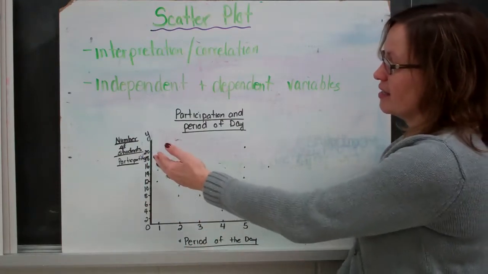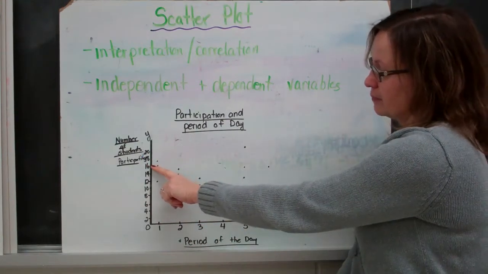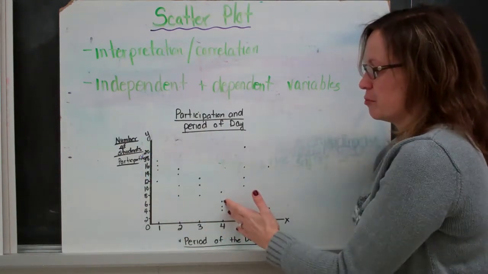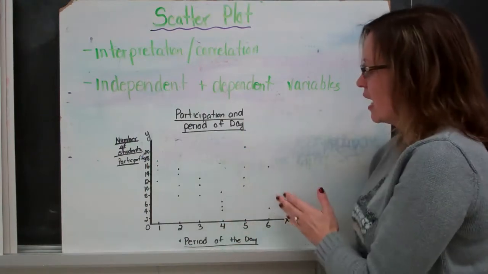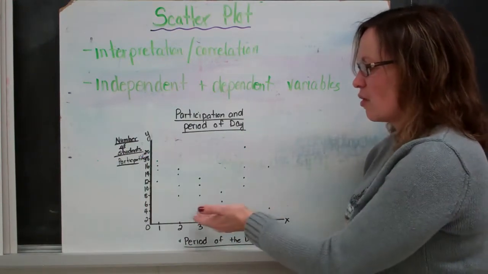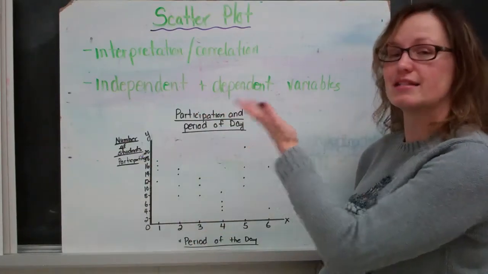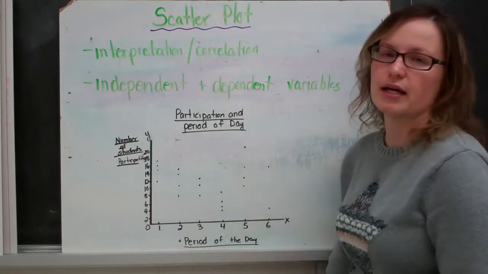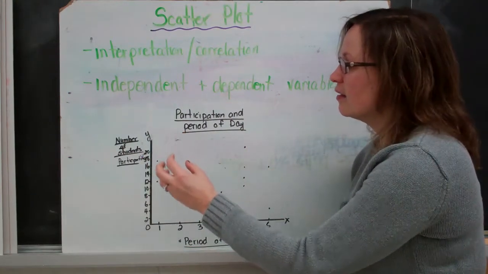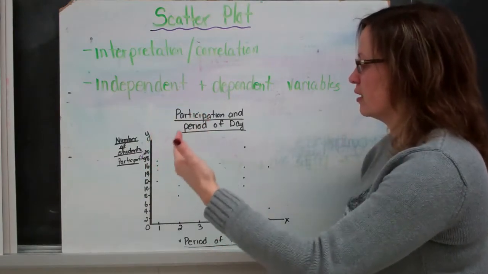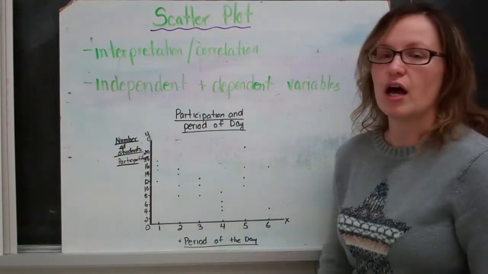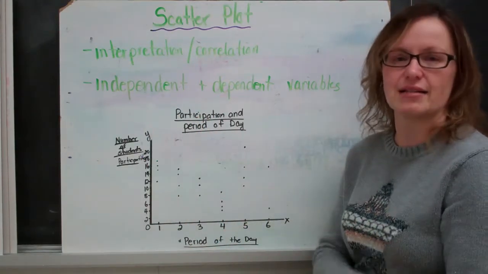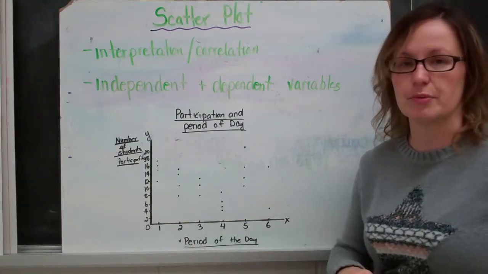And looking at this, I can see a pattern. I can see a trend. I can see that it goes down from period 1 to period 4, and then it jumps back up in period 5 and goes back down in period 6. I can see when the least amount of participation is. I can see when the greatest amount of participation is. So I have made an interpretation by using a scatter plot with my data. I then can make an interpretation, as in, period 1 and period 5 have the greatest number of participation, and then I find another graph to then support that interpretation. So here's some examples of graphs.